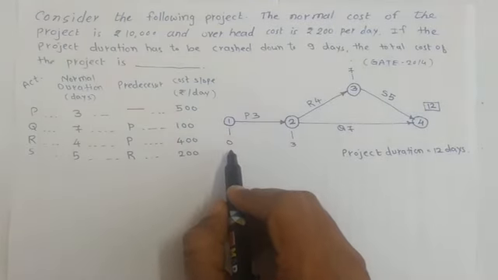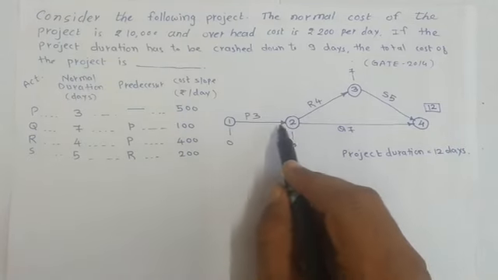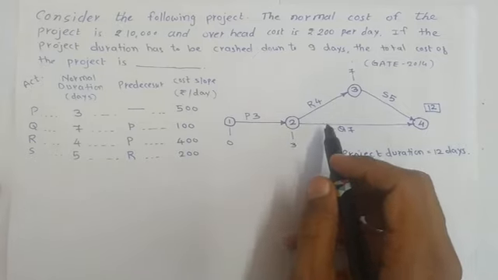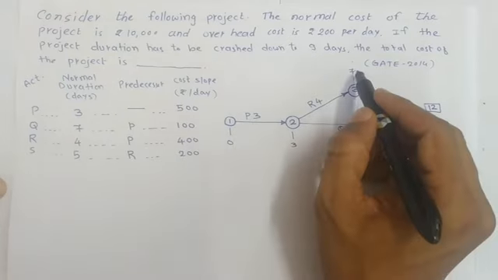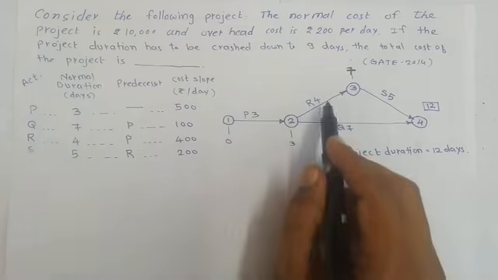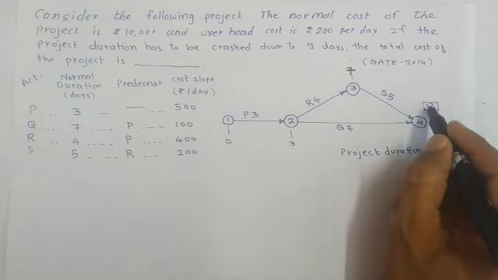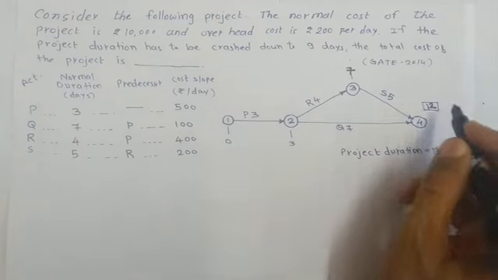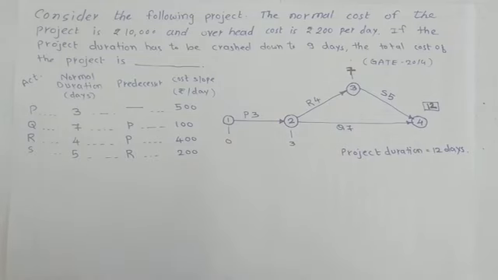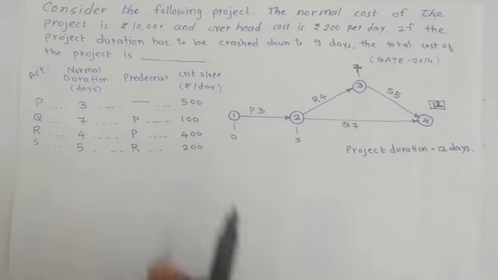Activity 1 is started at 0 days. Activity 1 to 2 is completed on 3 days. Activity 2 to 3, plus 4, it is completing on the 7 days. And activity 3 to 4, that is 7 plus 5, 12 days. Activity 2 to 4, 3 plus 7, 10 days. So there are 2 paths in this network. Let's note down.